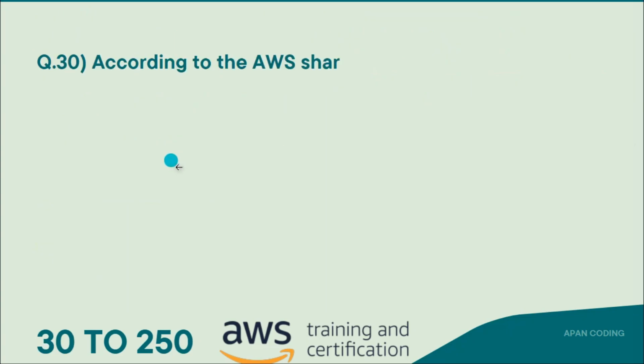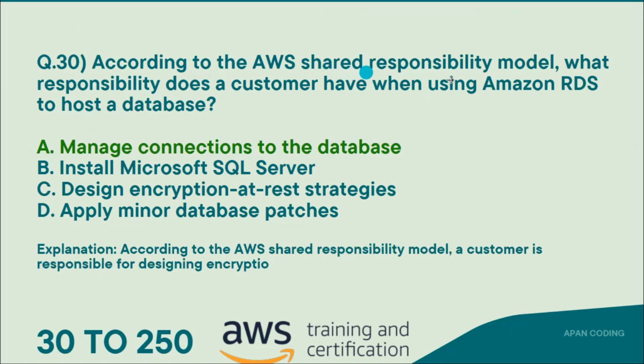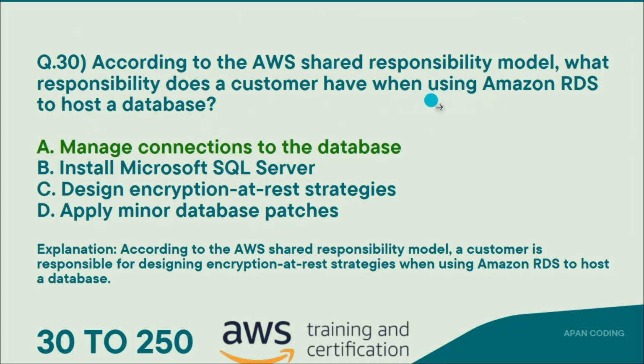We will see question number 30. According to the AWS shared responsibility model, what responsibility does a customer have when using Amazon RDS to host their database? You know Amazon RDS hosted. The responsibility option is managing connections to the databases. The explanation is there: according to the shared responsibility model, a customer is responsible for designing the encryption at rest strategy when using Amazon RDS to host their databases.